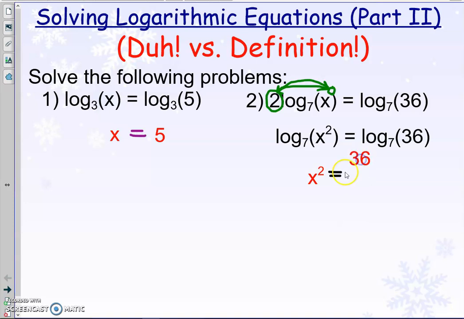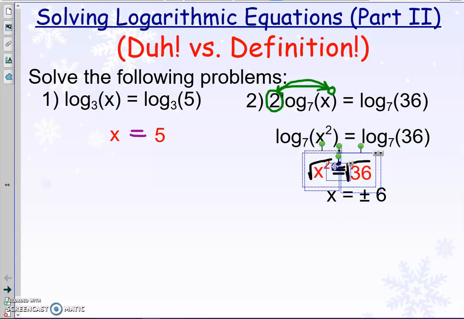And so now that I have these things equal to each other, I think I have this in a prettier way here. I can solve this by taking the square root of both sides. But when you take the square root of both sides, you have to remember to put in that plus or minus. And so when I put that plus or minus in there, I get x is positive or negative 6.